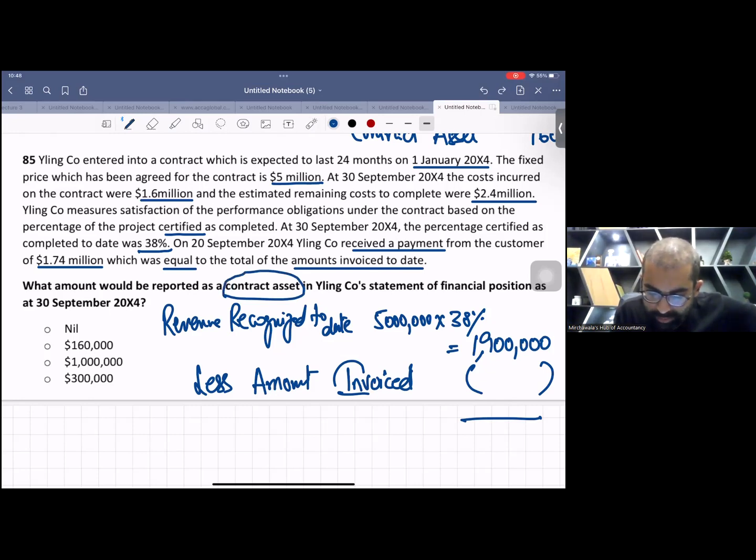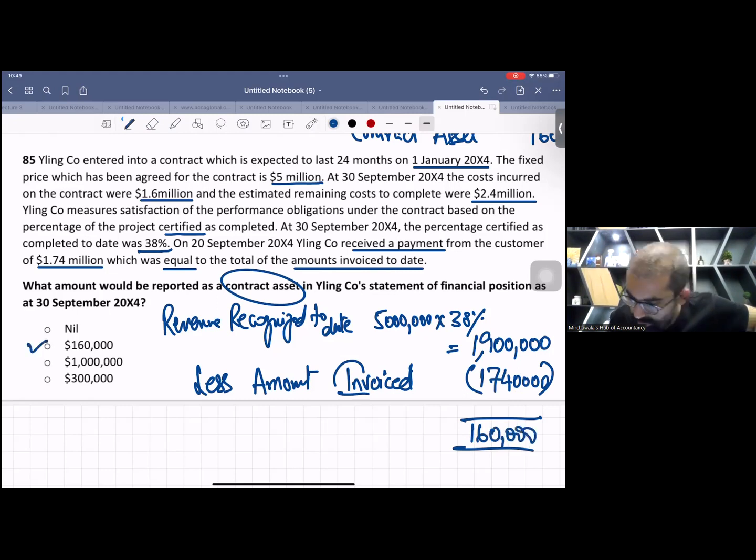Because we want this contract asset in the requirement. So it is 1.74 million. Now you can calculate the difference. It should be, I think, 160,000. Yes. 160,000 is the contract asset. So simple. It's very simple. Nothing to worry about. You guys were panicking because the questions in the old kit is different.